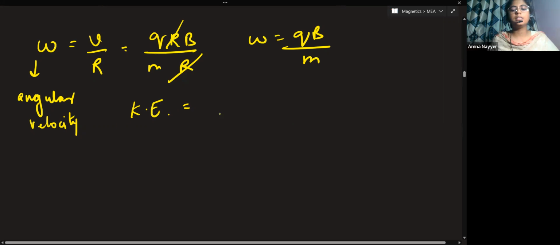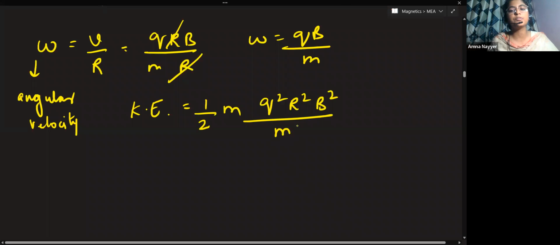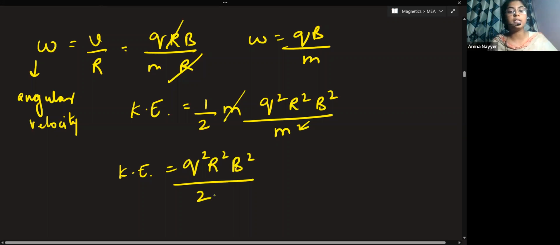So kinetic energy is what? Kinetic energy is written as half mv square. V is what? QRB by M, no? So that becomes Q square R square B square divided by M square. One m cancels. Kinetic energy is given by Q square R square B square divided by 2m.